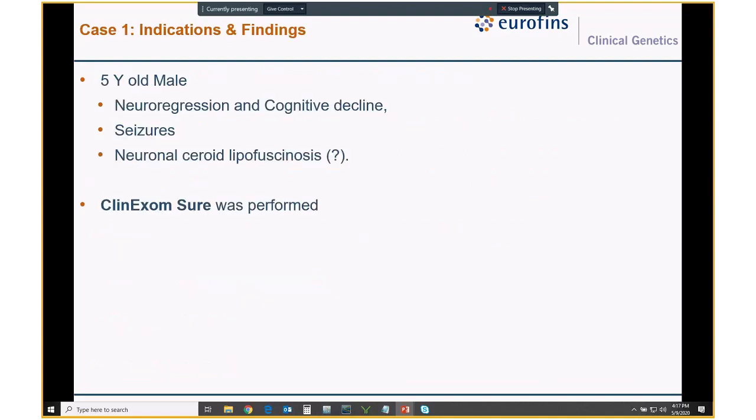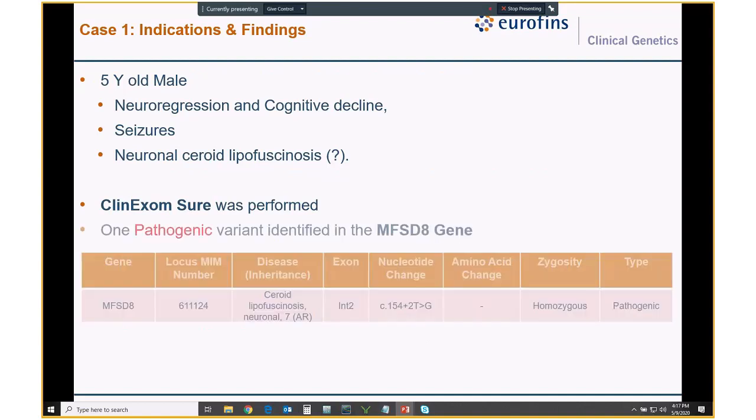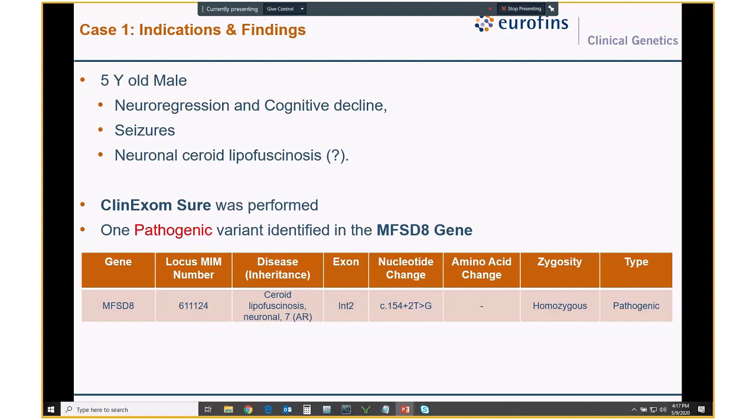The first one was a suspected case of NCL. So we offered to perform the clinical exome. And we got a pathogenic variant in this particular gene. For those of you who are not familiar with our reports, this column talks about the gene. This is its reference ID in Mendelian Inheritance in Man, so you can cross-check. If you put this ID in the OMIM portal, you will get this particular gene.